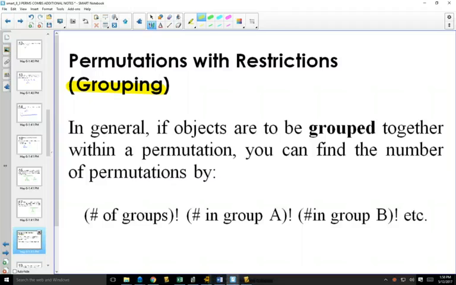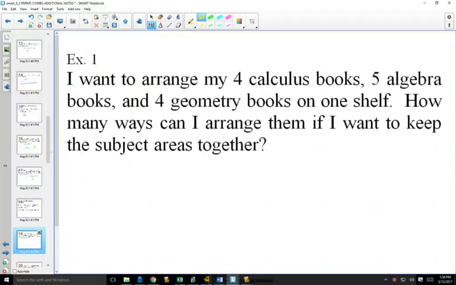What it says is, let's say I decide to organize my books on my shelf. And I've got calculus books. I think I even got that example coming up. We'll do this example first. I've got calculus books, algebra books, and geometry books. And I want to rearrange them and figure out ways, but I want to keep the different subject areas together. So this is a grouping question because within your arrangements, certain things need to be grouped together.